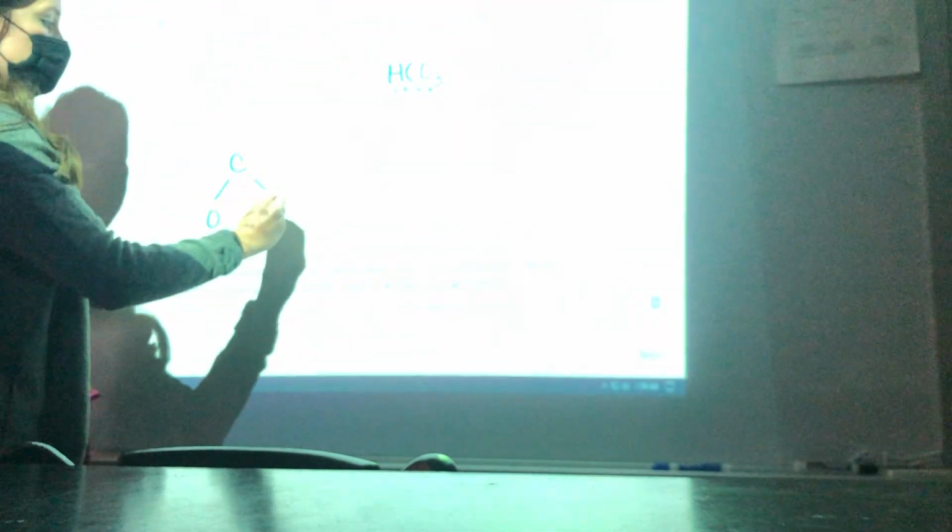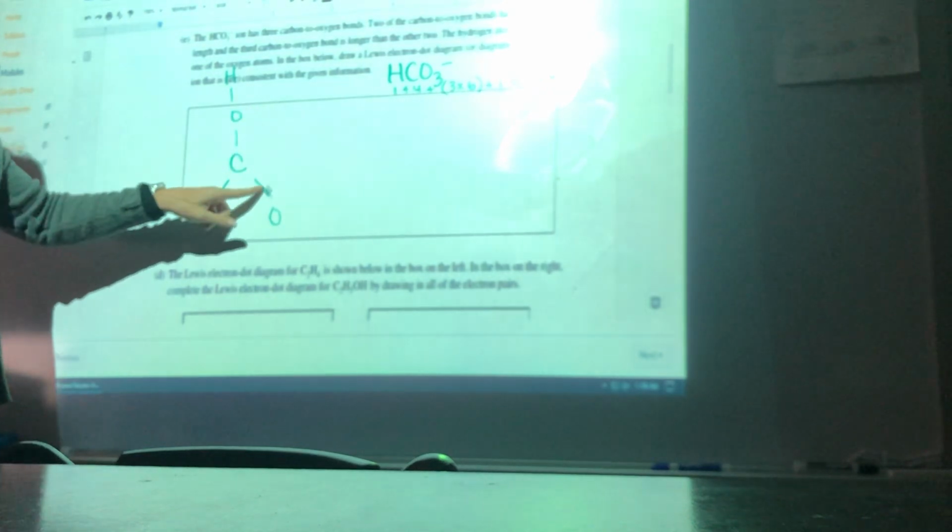we have 1 from hydrogen, 4 from carbon, 3 oxygens that are 6 each, and an extra for the negative charge. Gives us 18, 19, 24 to work with. And they told us that there are 3 carbon to oxygen bonds, and then the hydrogen is bonded to an oxygen. You could write this many different ways, but it has to be kind of in this order. The oxygen's bonded to the carbon, and then a hydrogen on one of the oxygens. We have 24: 2, 4, 6, 8, 10, 12, 14, 16, 18, 20, 22, 24.